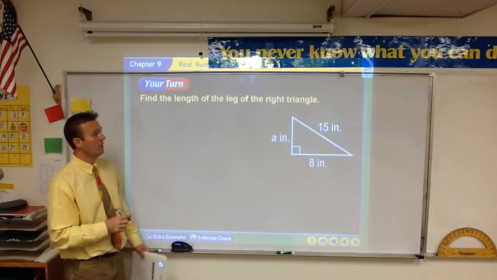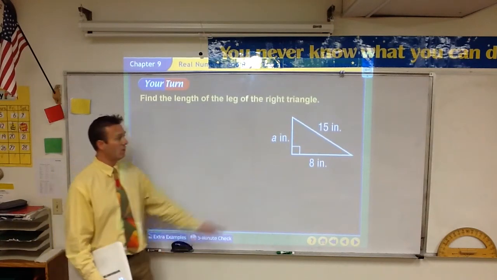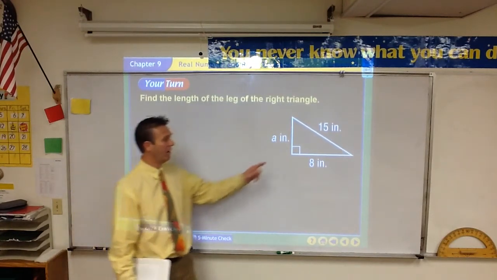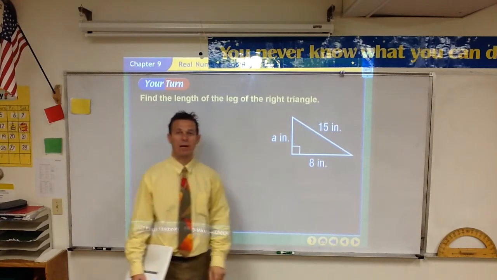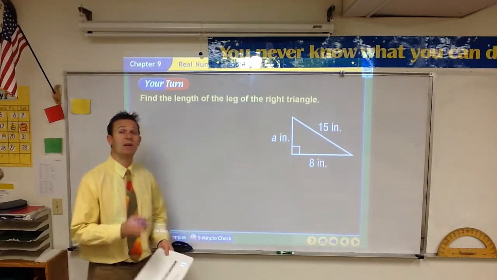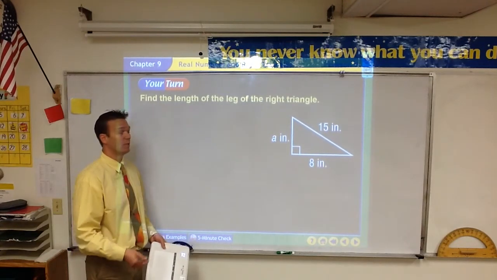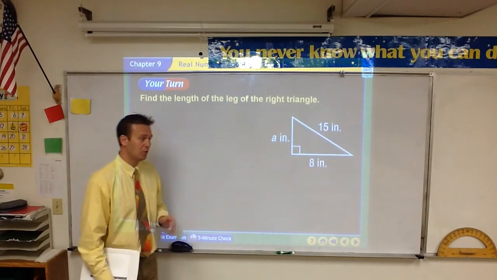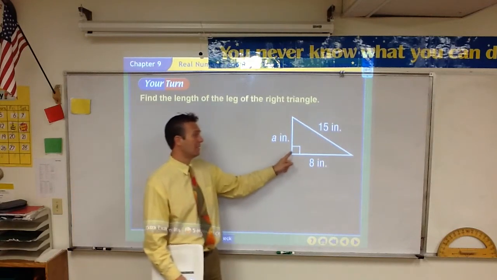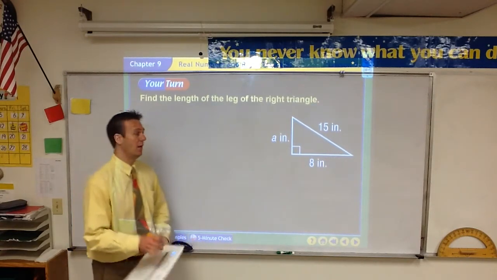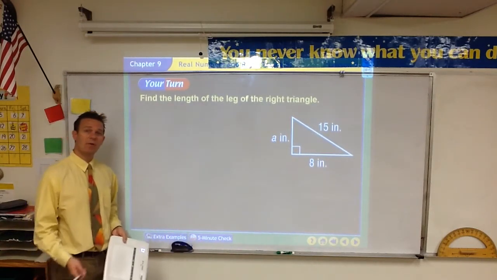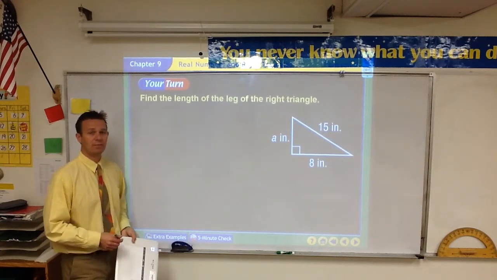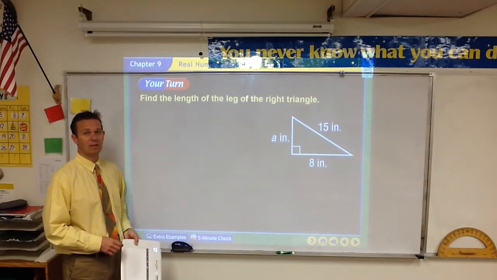Here's your turn. Go ahead and solve this one. This time we don't know the A, but we know the B and we know the C. Remember, the hypotenuse is always opposite of the 90-degree angle. You notice I keep saying that because it's a very important part of the equation. If you call this B and this C, you'd be in a little bit of trouble. So remember, the hypotenuse, the C, is always opposite of the 90-degree angle. Go ahead and write down your formula, c squared equals a squared plus b squared, and then solve. Pause and see if you can get the right answer.